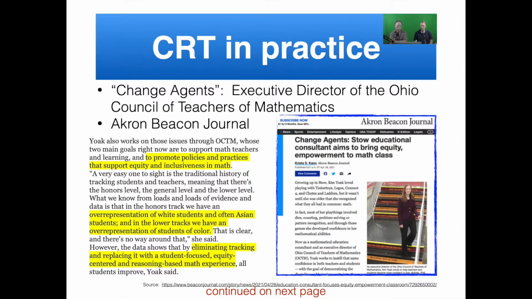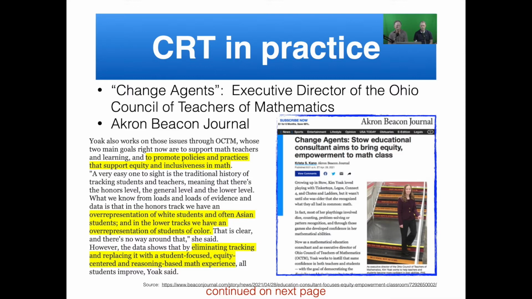Yeah, so the slide that you're referring to and that your viewers can see there, I was made aware of an article from April of this year, and this is profiling a woman who's the director of the Ohio Council of Teachers of Math. And she's quoted in the Akron Beacon Journal as saying there's an overrepresentation of white students and often Asian students in math, and in the lower tracks we have an overrepresentation of students of color.